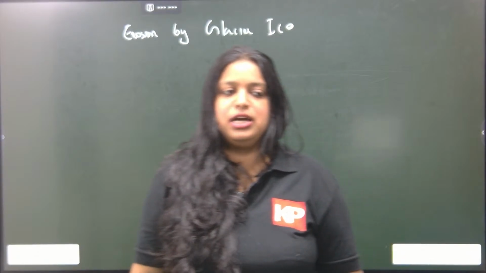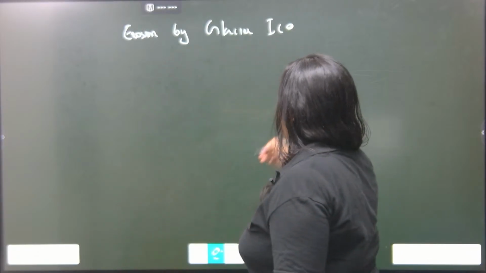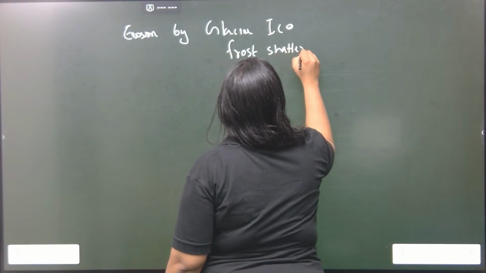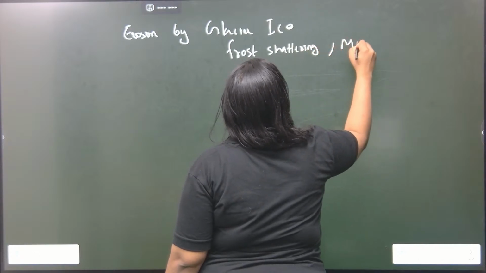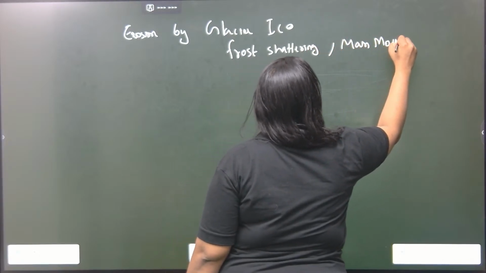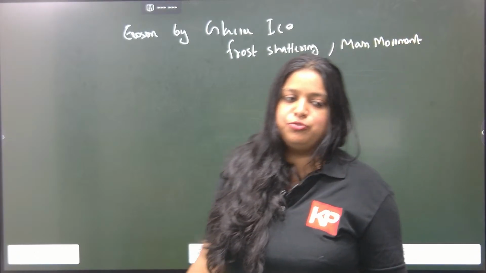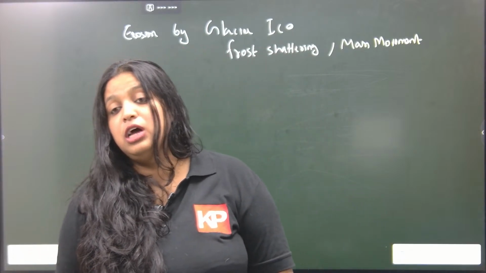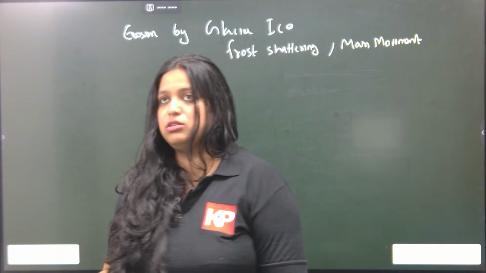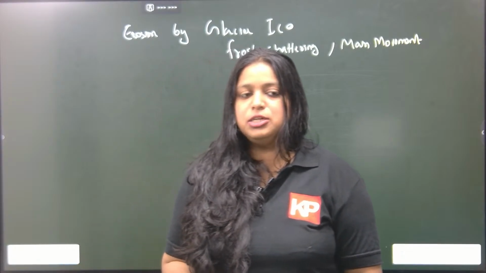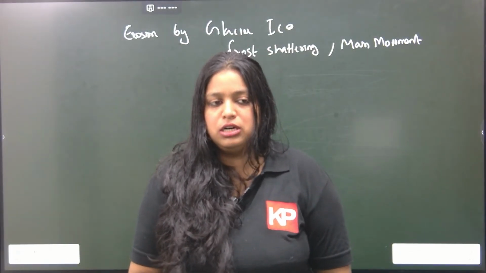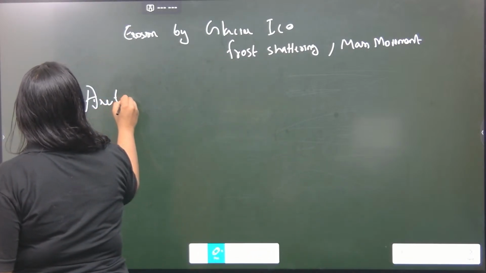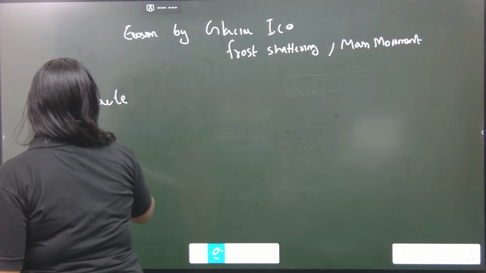Erosion by glacier ice, like normal frost shattering, and mass movement. These landforms are associated with residual relief of 100 meters to 100 kilometers. That much huge dimension they have. The first one is arete. Then the second one is horn.